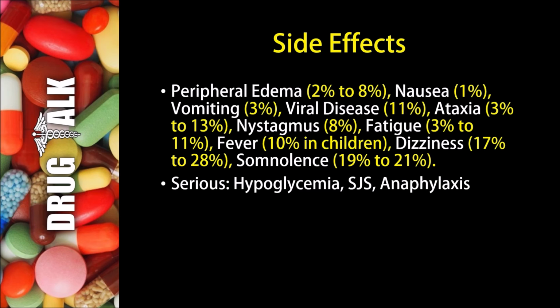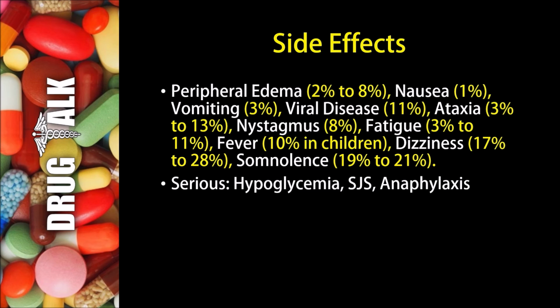Ataxia comes in at 3 to 13%, and nystagmus, or rapid eye movements, would come in at 8%. Fatigue would fall between 3 and 11%, and 10% of children may develop a fever. 17 to 28% of people using this medication may experience dizziness, and 19 to 21% may experience somnolence.